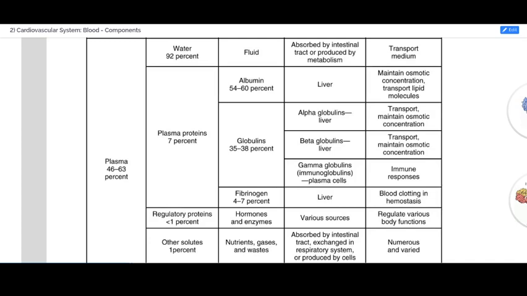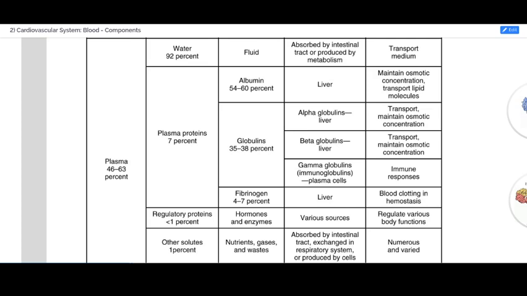So the first component to talk about is the plasma. That's the extracellular component of blood. And blood is a connective tissue. What really defines connective tissues is what makes up the non-cellular or extracellular space. And for blood, that's plasma.